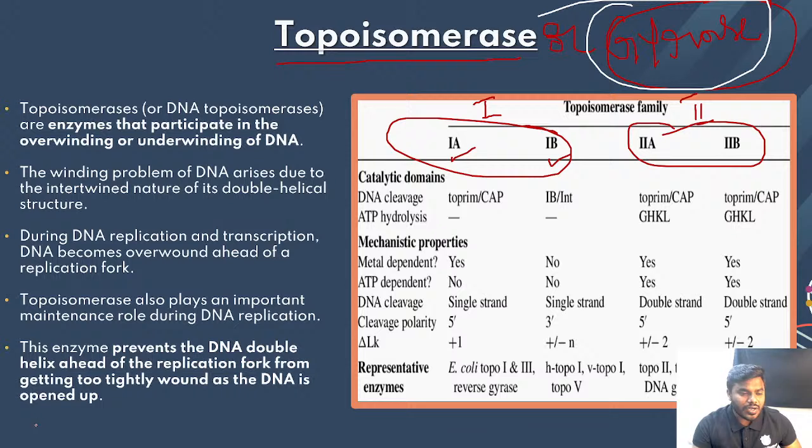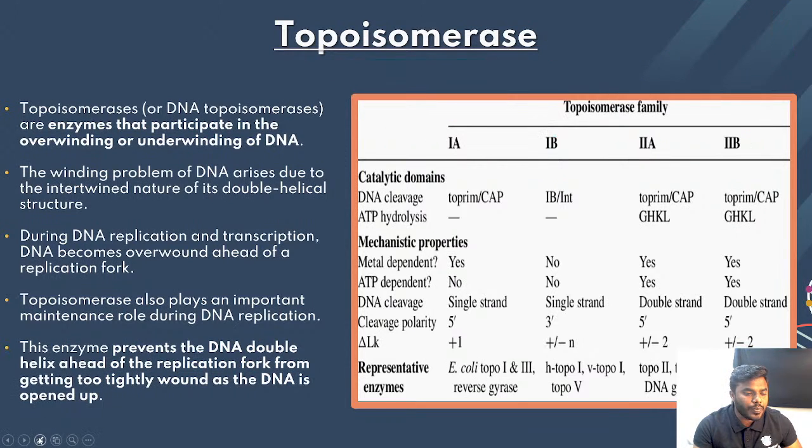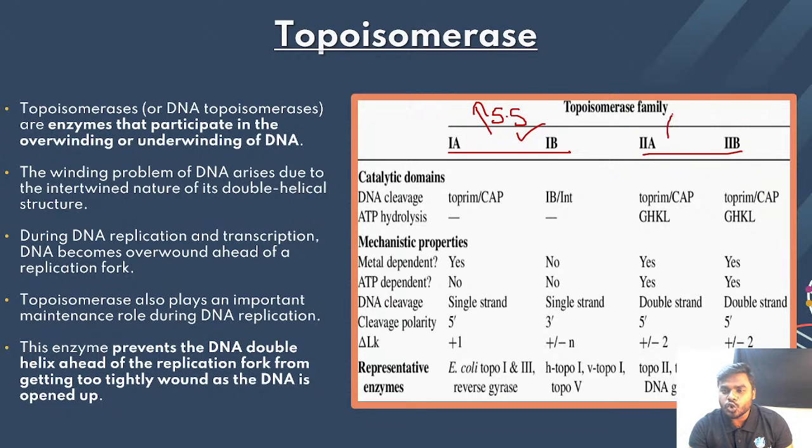My friends, the major statement I want you to remember from the exam point of view is that topoisomerase 1A and 1B, always keep it in your mind, will only cut the single strand. This is the first unique statement you have to remember for the exam. And topoisomerase 2A and 2B are basically involved in cleaving the double stranded DNA. Please don't forget that point at all.